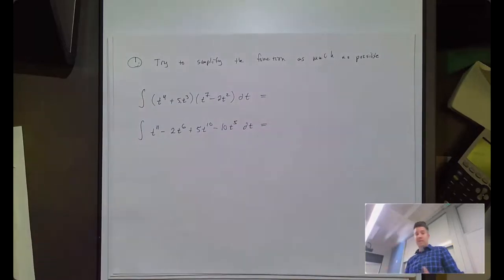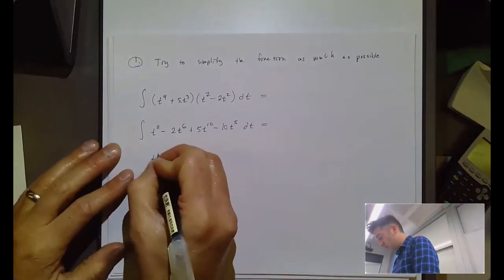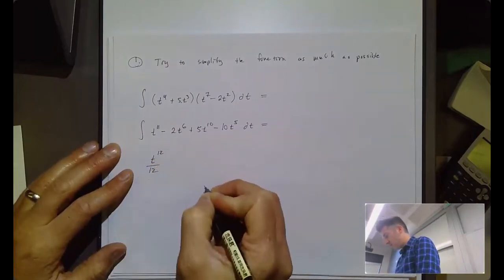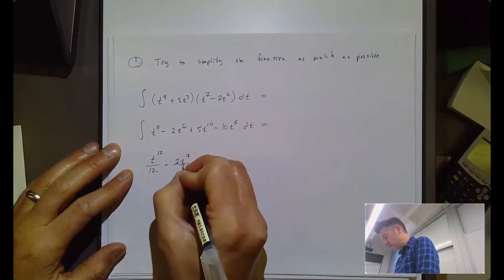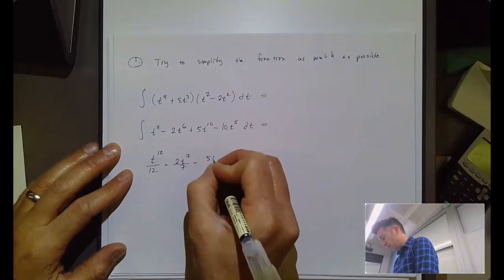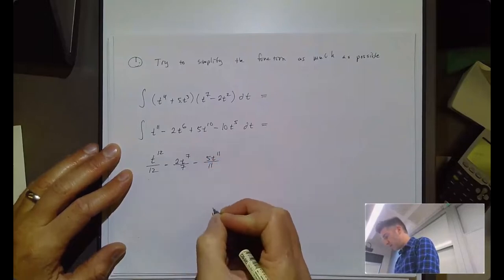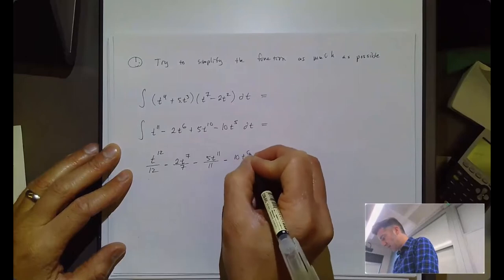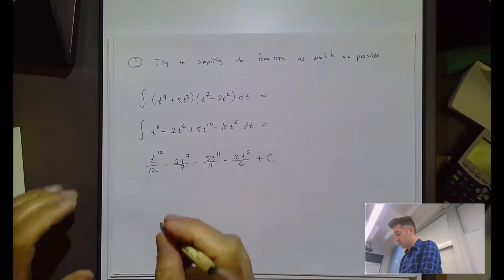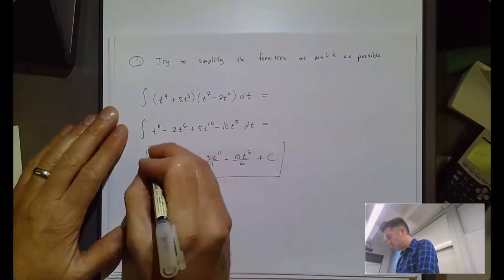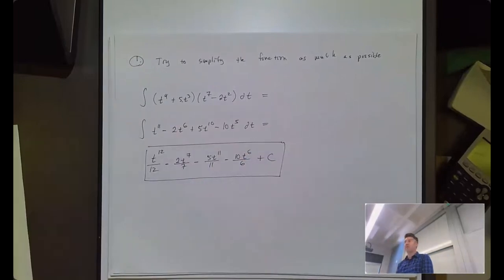And now each of these things we're going to antidifferentiate using the reverse power rule, where you add 1 to the power and divide by the new power. So we're going to get t to the 12th over 12 minus 2 times t to the 7th over 7 minus 5 times t to the 11th over 11 minus 10 times t to the 6th over 6 plus a constant. That's our answer. We're done. That's the antiderivative of that function.